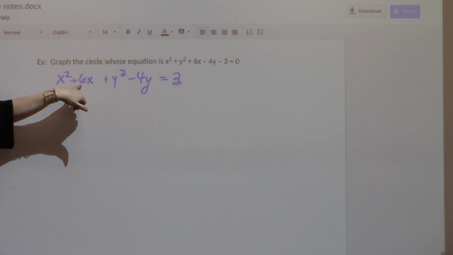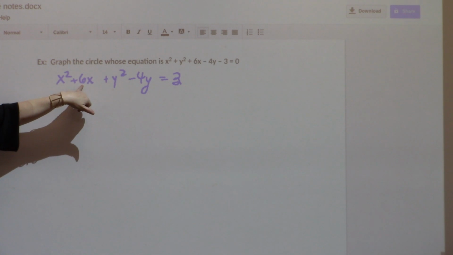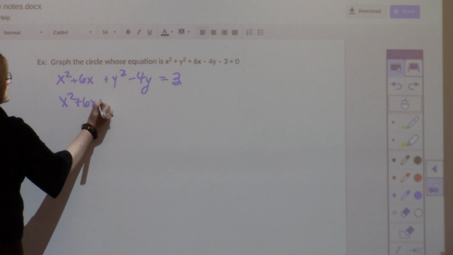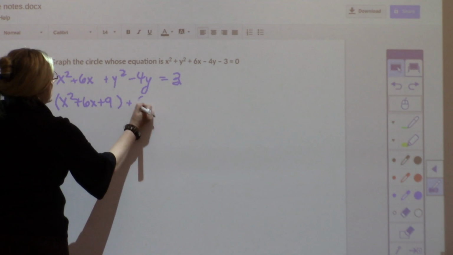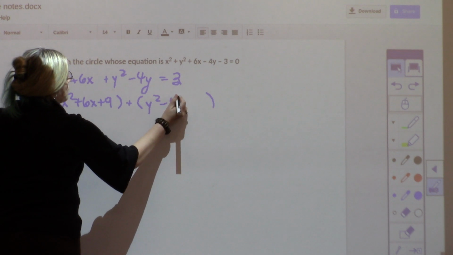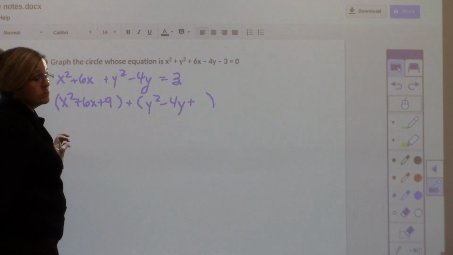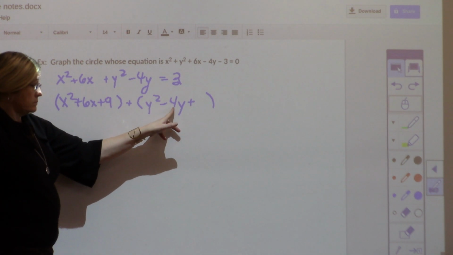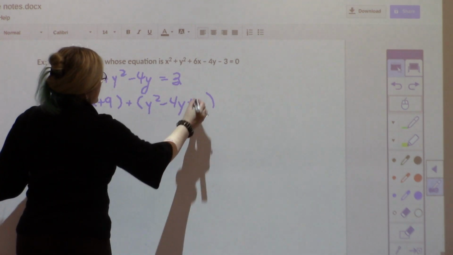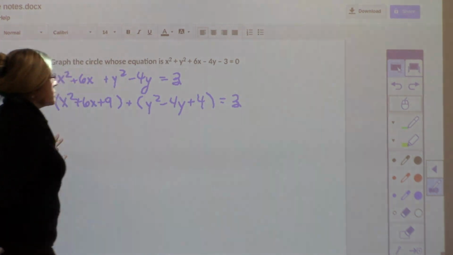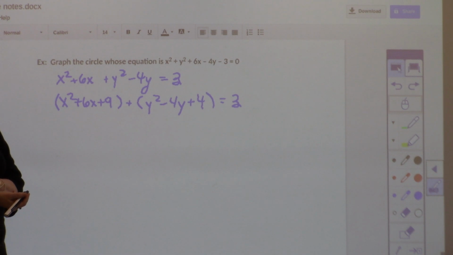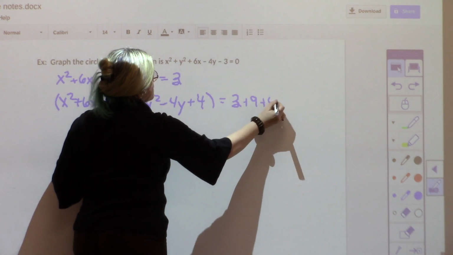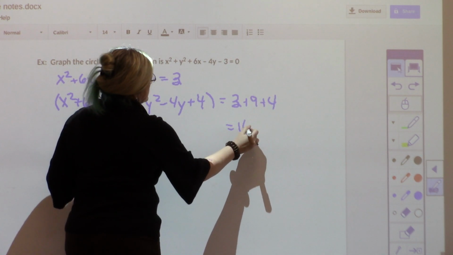So now, how can I complete this? 6 over 2 is 3, and 3 squared is 9. So we have x squared plus 6x plus 9 here. And then we've got the same thing over here, y squared minus 4y plus what? 4 divided by 2 is 2, and 2 squared is 4, so plus 4. We have to add 9 and add 4 to the other side too, so we have 3 plus 13, which is 16.